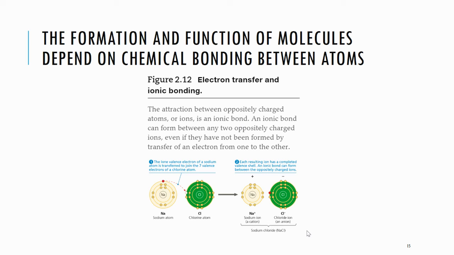This is an example of ionic bonding. So here we have sodium and chlorine. Sodium is going to donate one of its electrons to the chlorine atom, leading it to be positive and the chlorine to be slightly negative, and then that attraction is what pulls them together. With the donation of that electron, both atoms now have a full shell of electrons.